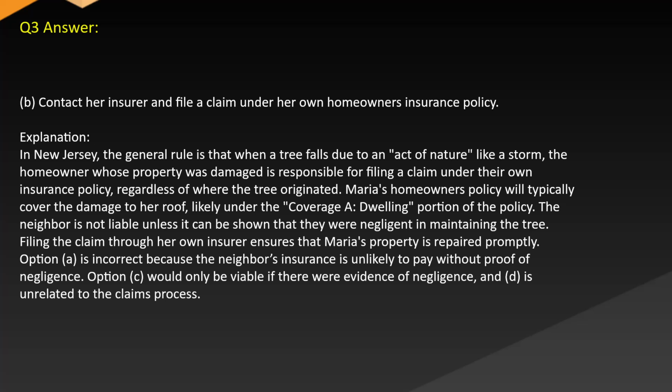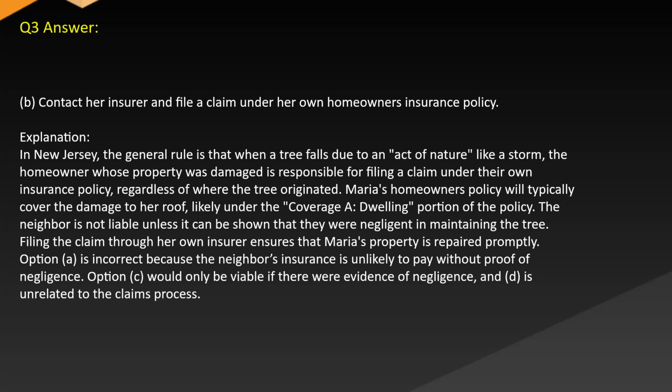Explanation. In New Jersey, the general rule is that when a tree falls due to an act of nature like a storm, the homeowner whose property was damaged is responsible for filing a claim under their own insurance policy, regardless of where the tree originated. Maria's homeowner's policy will typically cover the damage to her roof, likely under the Coverage A dwelling portion of the policy. The neighbor is not liable unless it can be shown that they were negligent in maintaining the tree. Filing the claim through her own insurer ensures that Maria's property is repaired promptly.